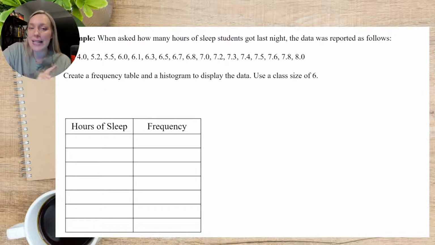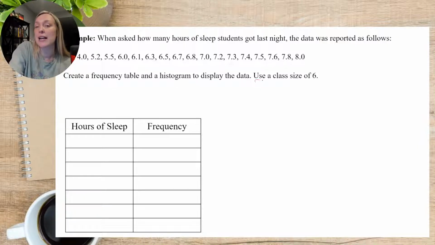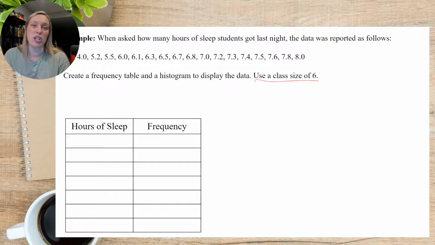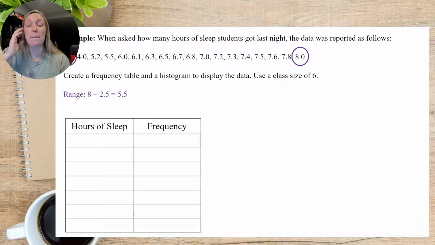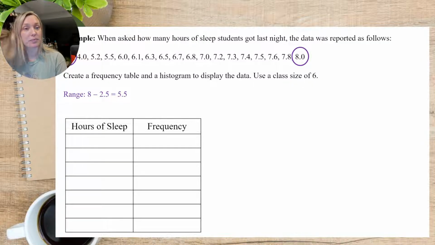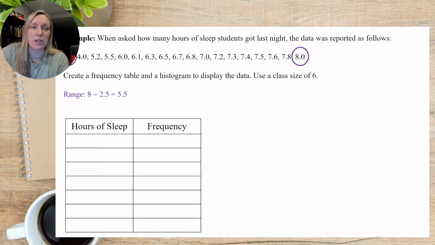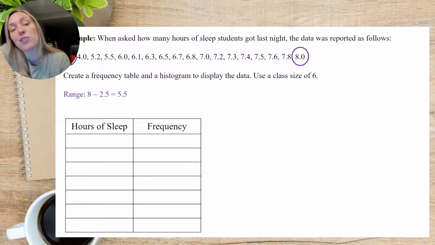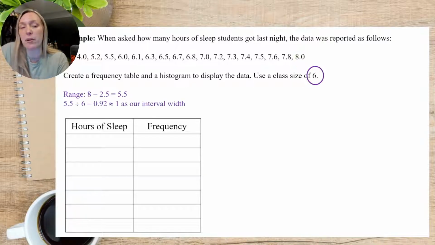We're going to create a frequency table and a histogram to display the data, and I'm going to use a class size of 6. So I'm told in the instructions what class size to use. So here's what I do. I take the maximum minus the min, and I come up with my range of values. My max hours is 8. My lowest is 2.5. So my range is 5.5.